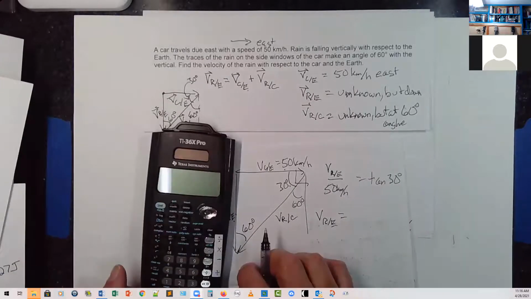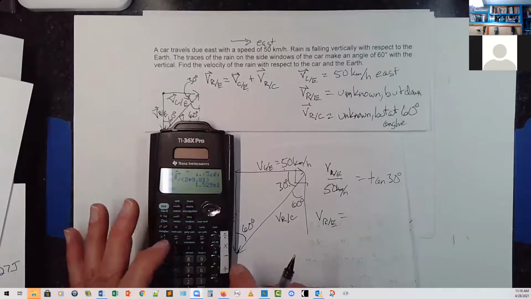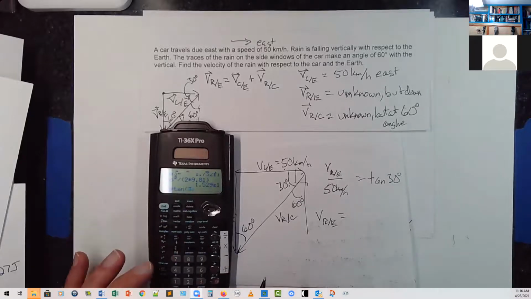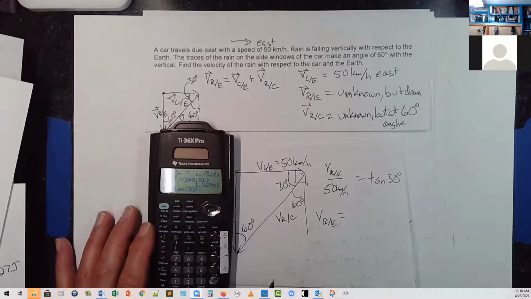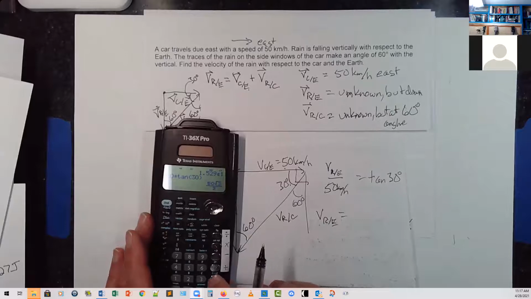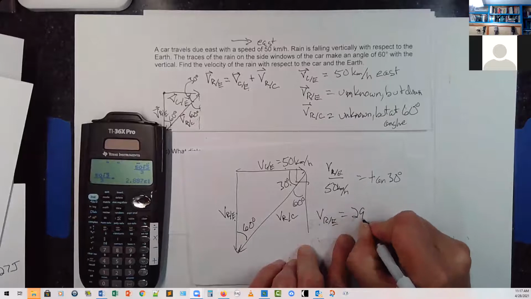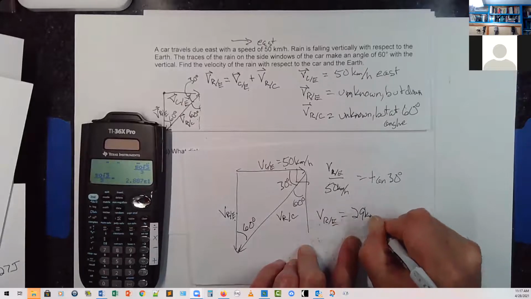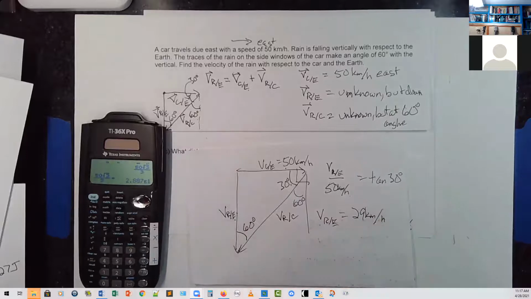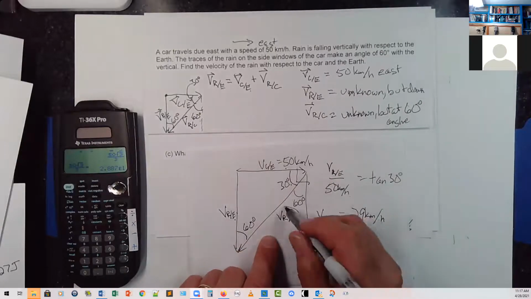I'm just going to calculate it rather than write it out here. Tangent of 30. Oh, 50 square roots of 3 over 3. That's about 29 kilometers per hour. Then it also asks, what's the velocity of the rain with respect to the car? So it asks for that.